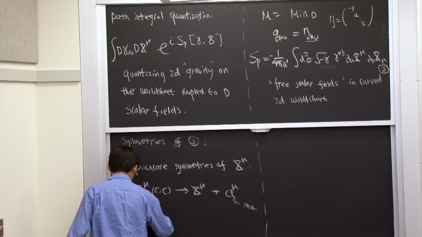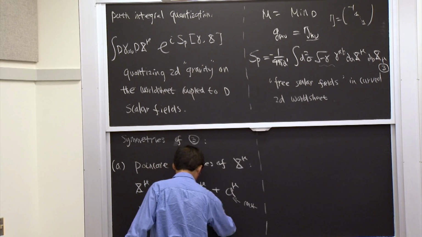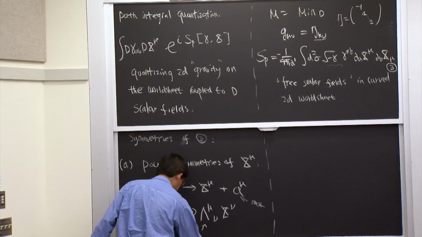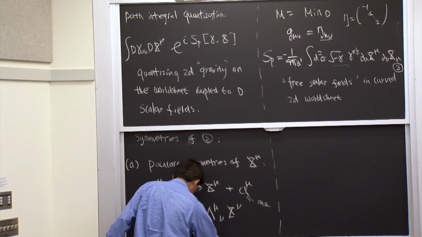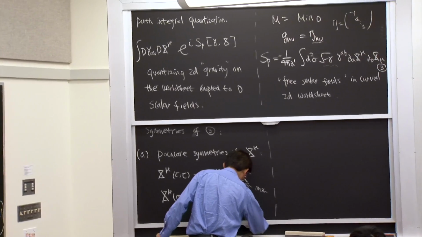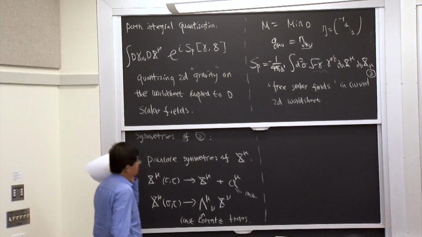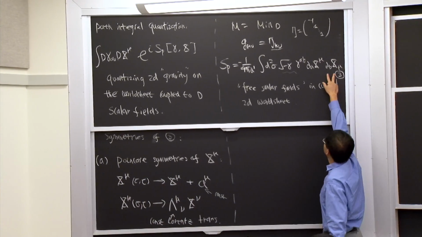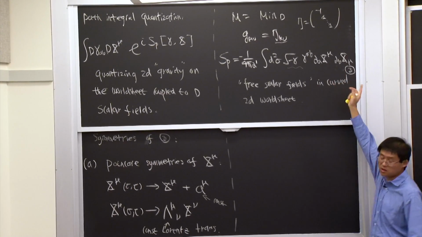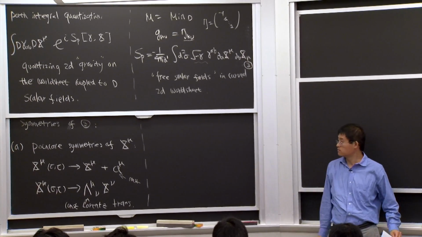And this is also invariant under Lorentz symmetry, where lambda is the constant Lorentz transformation. This is also self-evident, because if you make a constant Lorentz transformation, you don't see the derivatives, and this is contracted as a Lorentz scalar, so this is invariant. Okay.